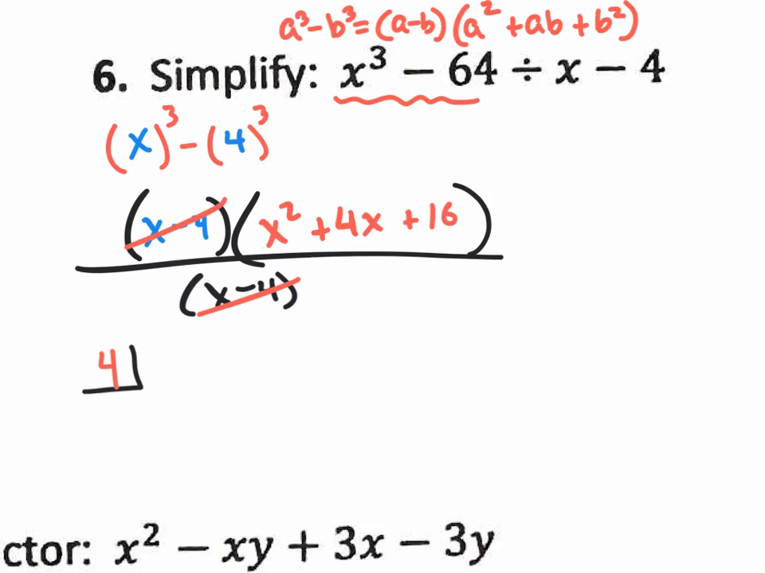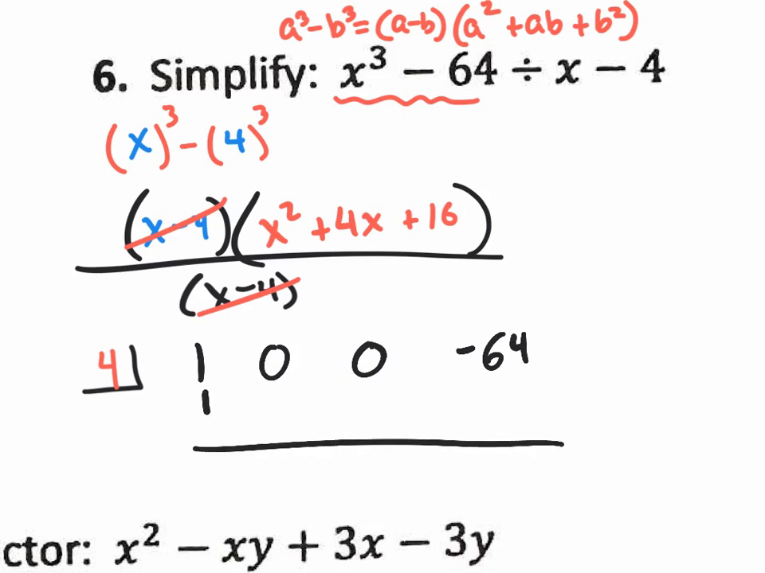Now we're going to go with the coefficients, and we have to represent every single power. What's the coefficient on x cubed? 1. What's the coefficient of x squared? 0. What's the coefficient of x? 0. What's the constant at the end? Negative 64. So as you go down, you combine: 1 plus nothing is 1.